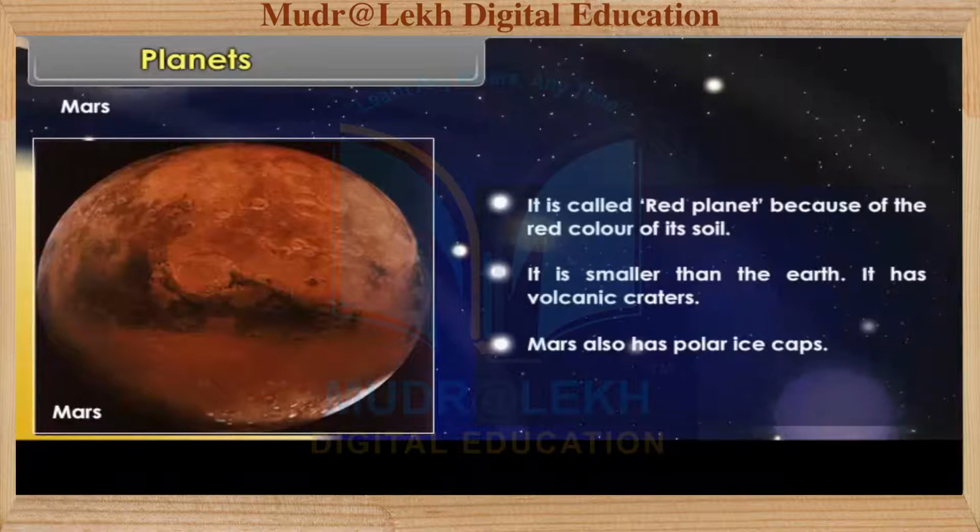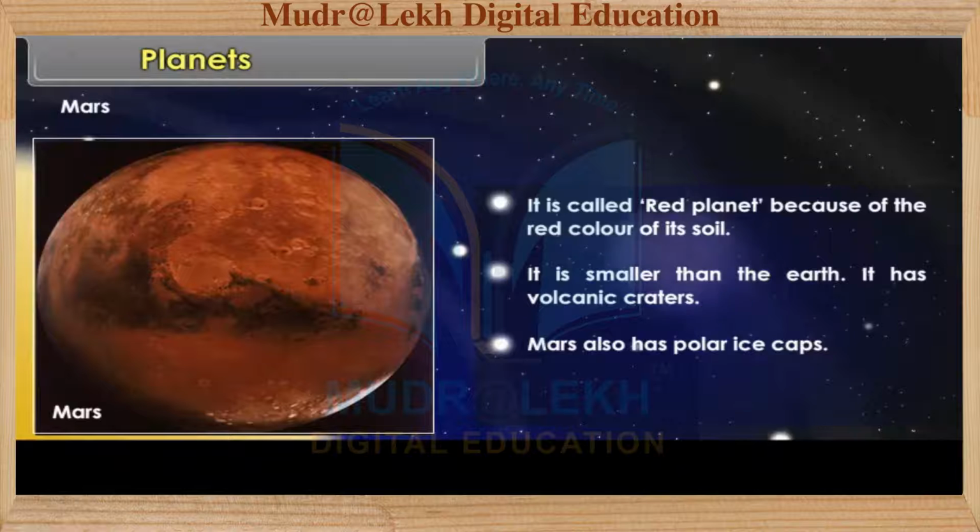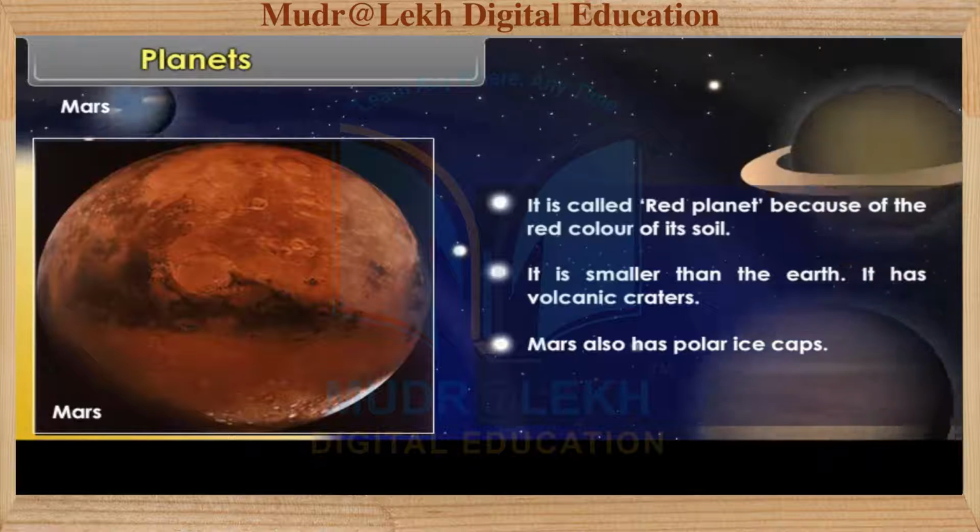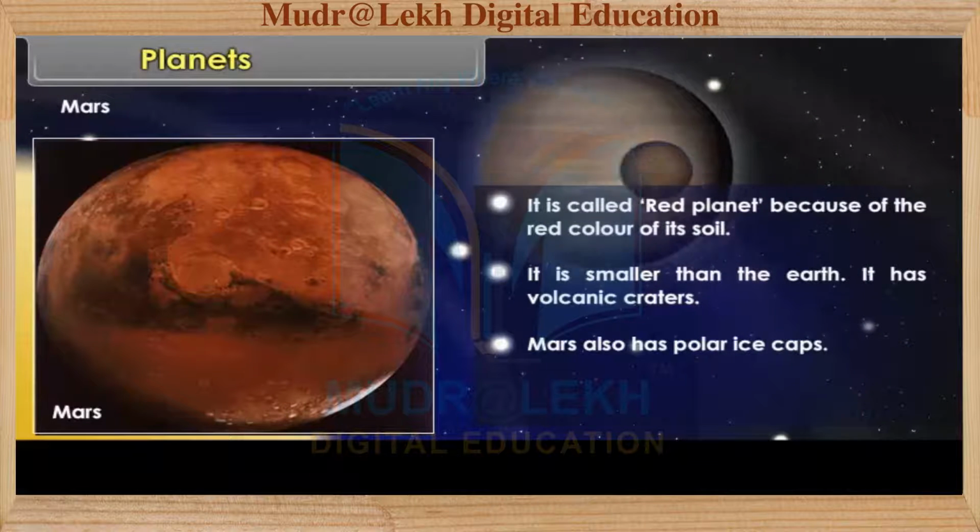It is called the red planet because of the red color of its soil. It is smaller than the Earth. It has volcanic craters. Mars also has polar ice caps.